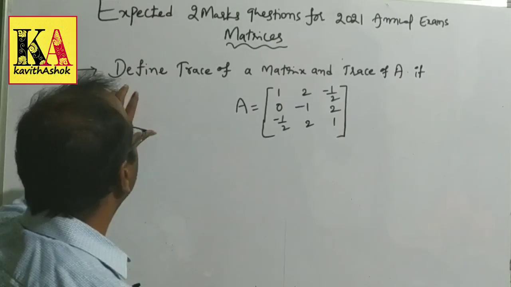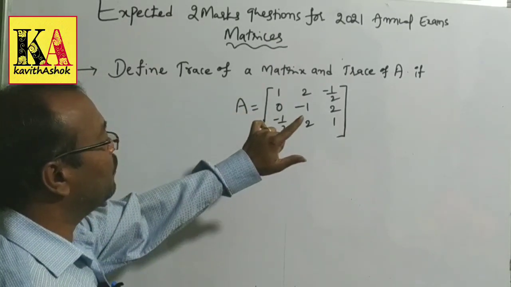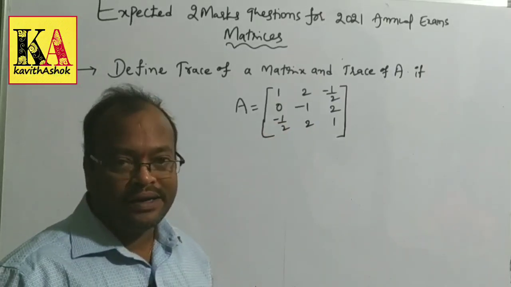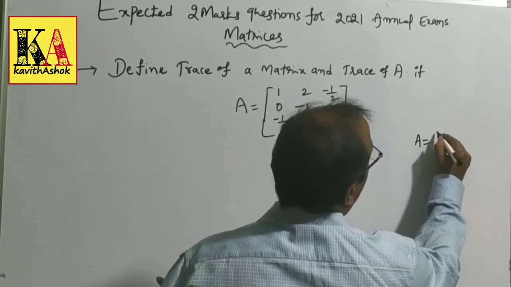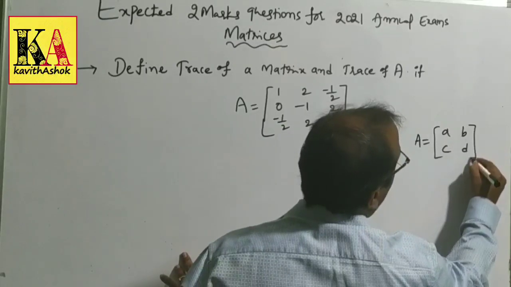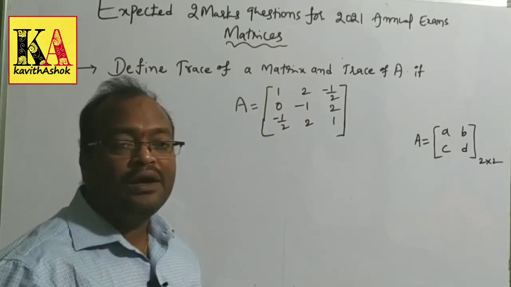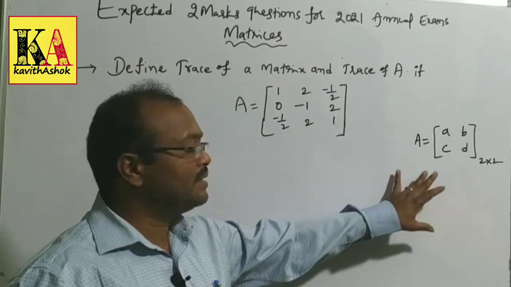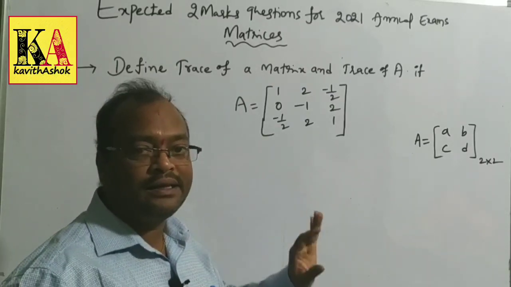What is that? Define trace of a matrix and trace of A if A is equal to this one. What is meant by trace? Suppose one square matrix is there. A is equal to [a, b; c, d]. Right? This is a 2 by 2 matrix. So to define the trace, it must be a square matrix, either 2 by 2 matrix or 3 by 3 matrix or 4 by 4 matrix, like that.